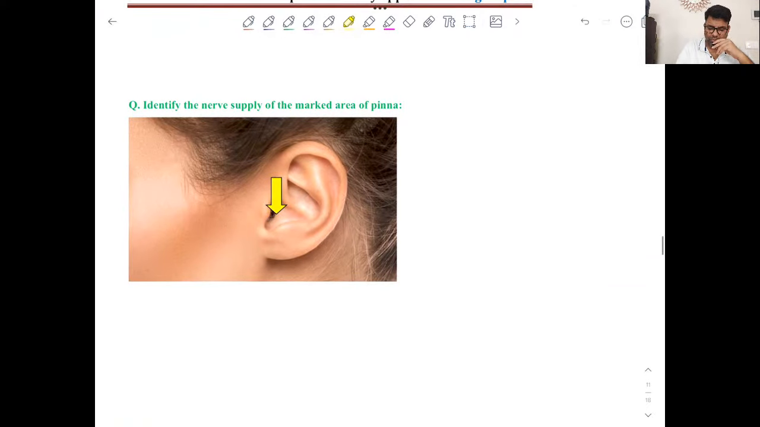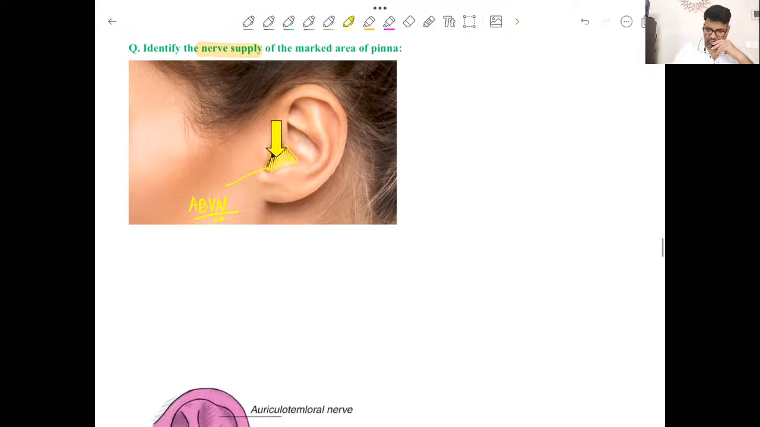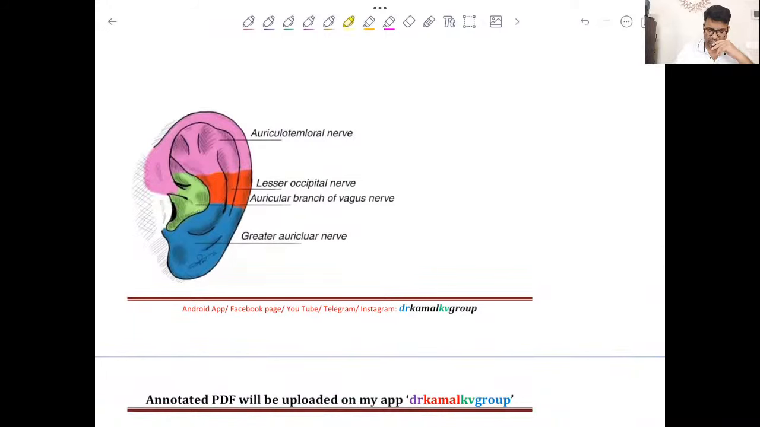Next, moving forward to the next question, this was about the nerve supply of the area marked. So this whole area is the territory of the auricular branch of the vagus nerve. Clear? So if we take the image something like this, this is all the territory of the auricular branch of the vagus nerve.